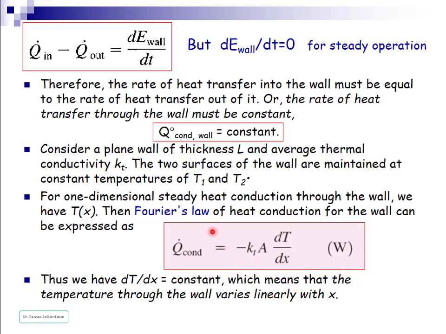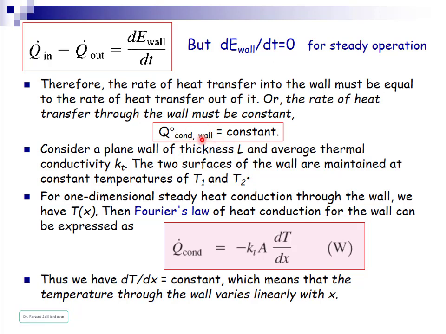But as I told you, we don't have any change of the thermal energy of the wall with time because we are considering this example as a steady operation condition. So this term will be equal to 0. It means that the rate of heat transfer into the wall will be equal to the rate of heat transfer out of the wall. In other words, we can write this equation as well. It means that the rate of heat transfer by conduction through the wall is constant.